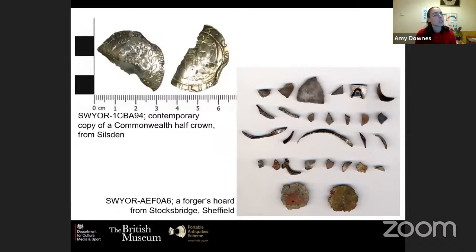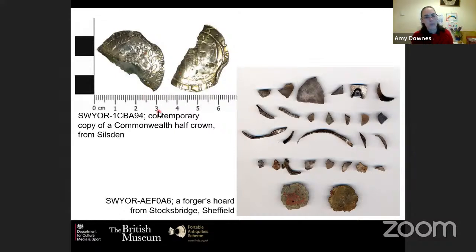Other finds are interesting because they make you wonder about the personal story, a bit like the signet ring, which I showed you earlier. Well, this is another one. It's not a great photo, I'm afraid. It was taken at an event where I couldn't borrow the object. But it's a forged coin copying a Commonwealth half crown. So it's made of copper alloy and then plated with silver.